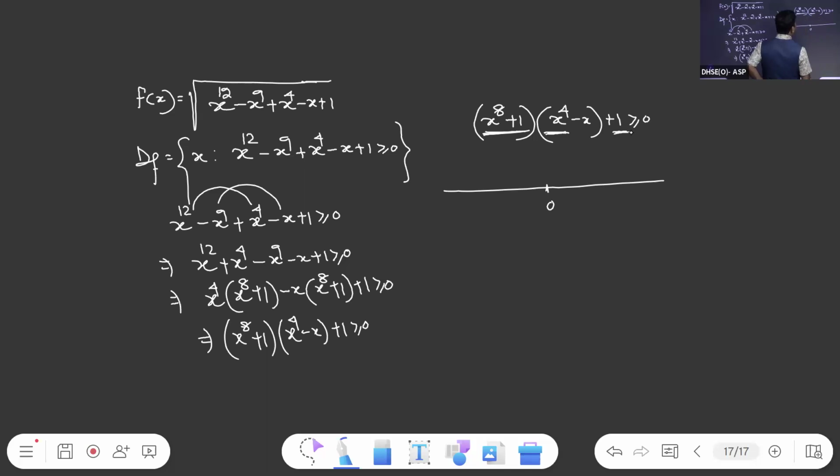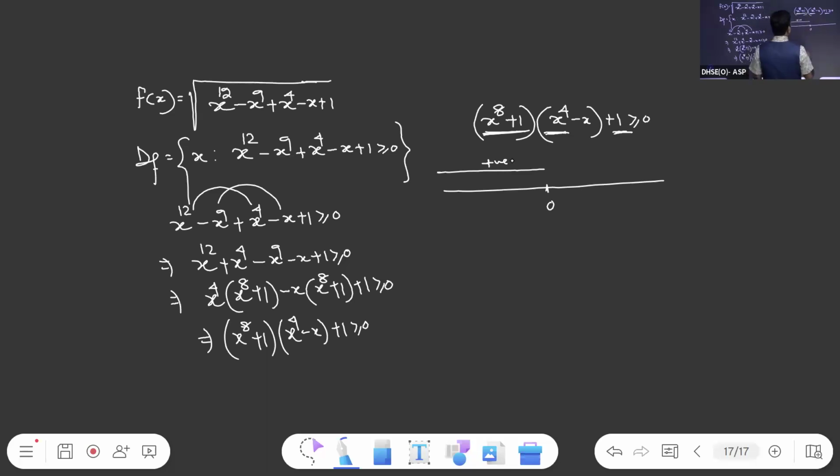The expression negative x is positive when x is less than 0. So when x is less than 0, the total expression is positive. Okay. So the expression x to the power 12 minus x to the power 9 plus x to the power 4 minus x plus 1 is positive when x is a negative real number.